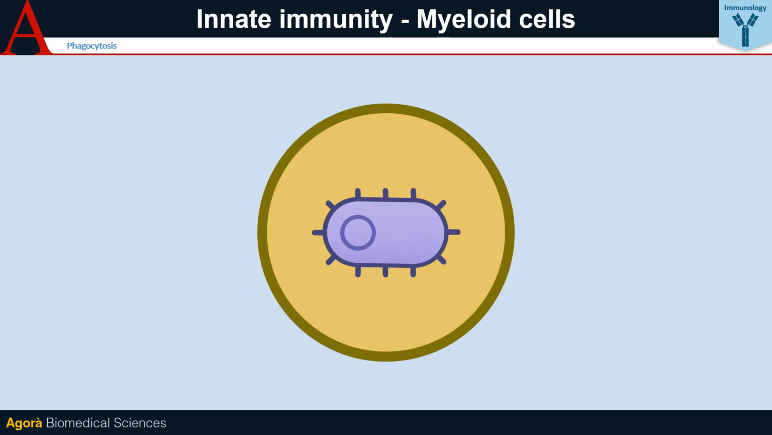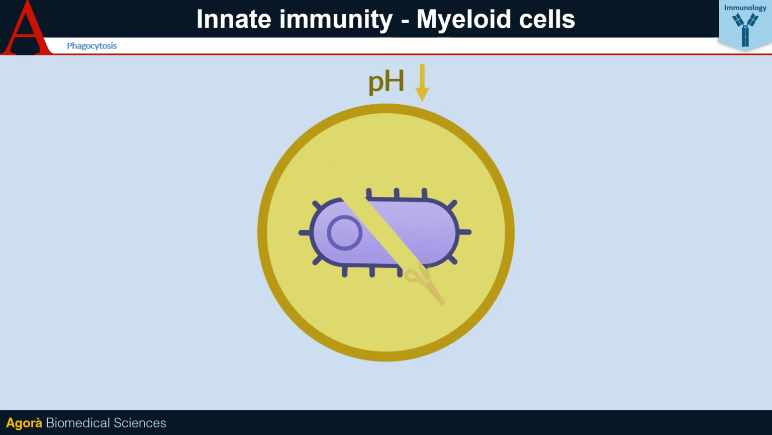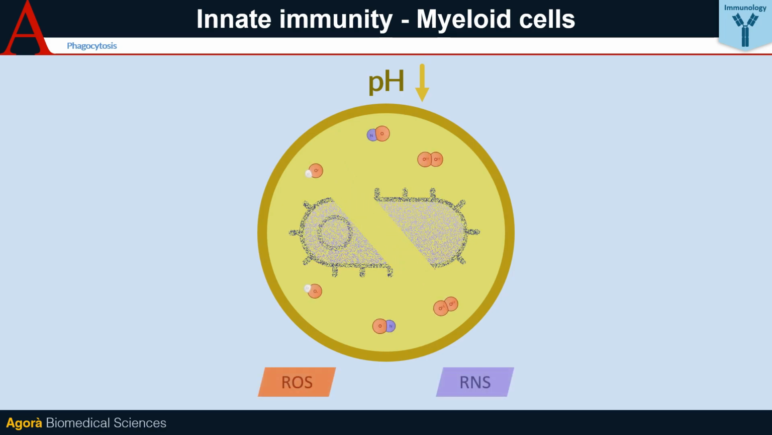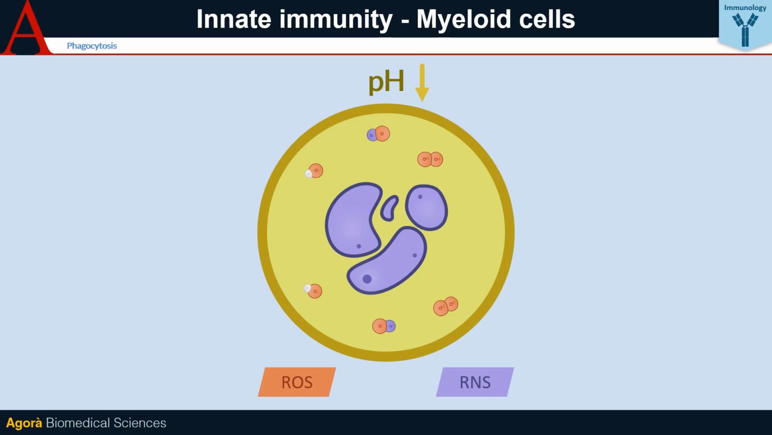Pathogen killing occurs by various mechanisms. 1. Lowering the pH in the phagolysosome due to the acidity of the lysosome. 2. Presence of specific antimicrobial enzymes or peptides, especially in the primary and secondary granules of the neutrophils, which can fuse with the phagolysosome. 3. Synthesis of reactive oxygen species, ROS, and reactive nitrogen species, RNS, done by specific enzymes.